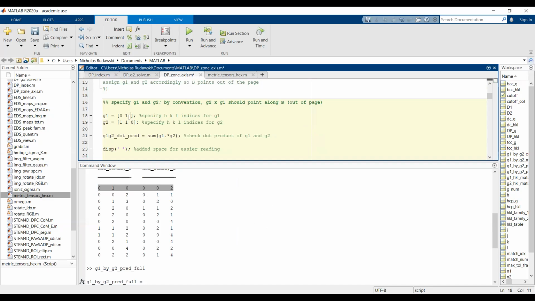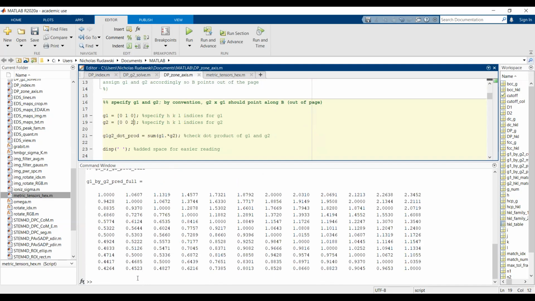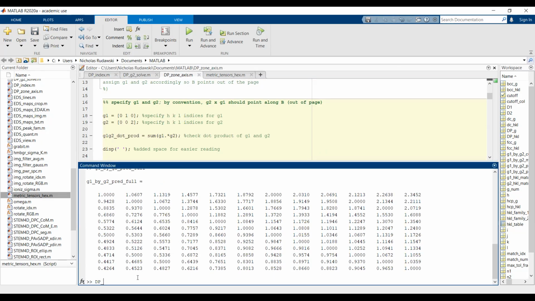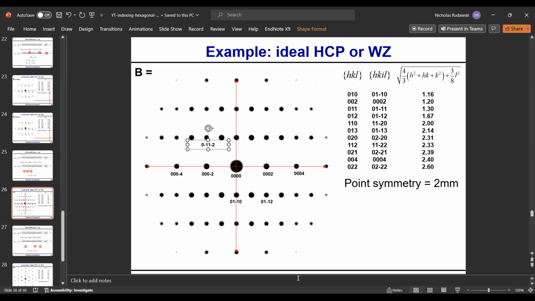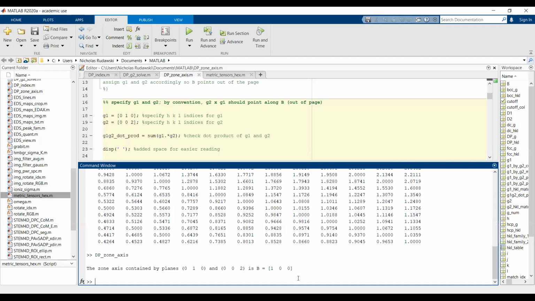0, 1, 0 cross 0, 0, 2. So we get the zone axis, and we get 1, 0, 0. So we have to convert 1, 0, 0 to a crystallographic direction. So 1/3 times quantity 2 times 1 minus 0. That gives us 2/3.